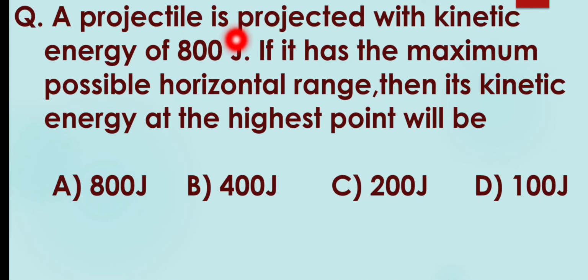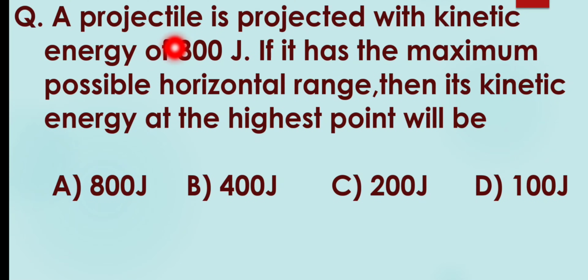A projectile is projected with kinetic energy of 800 joule. If it has the maximum possible horizontal range, then its kinetic energy at the highest point will be: A, 800 joule; B, 400 joule; C, 200 joule; D, 100 joule.